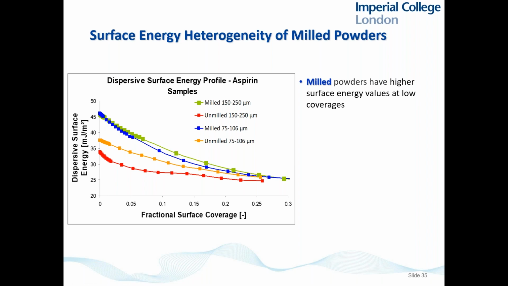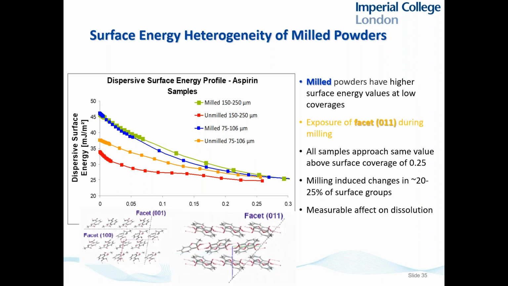So we can see here that for materials that are otherwise identical, the only difference is surface energy. The surface energy has a direct link to the ability of the material to dissolve. And that's an important property for us when we're developing our materials. And we estimated the milling changed between 20 and 25% of the surface groups, and it has a measurable effect on the dissolution of the final product. So that's important.